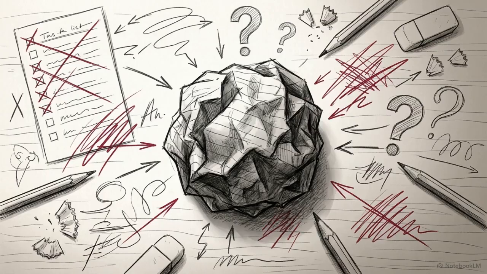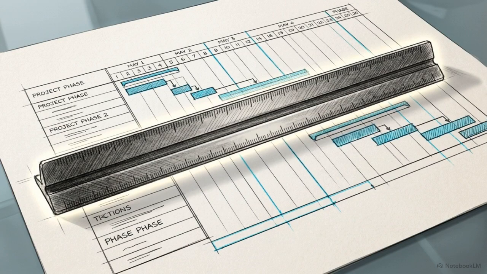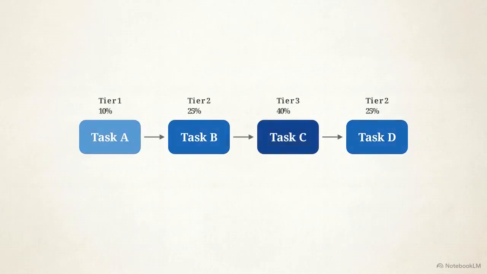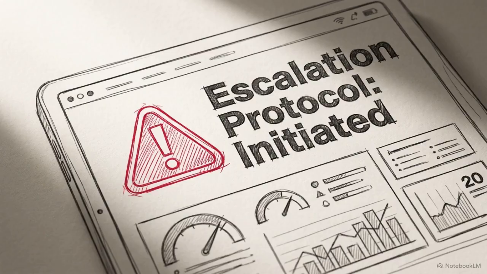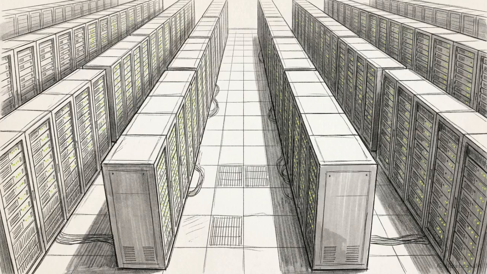You started with a fragile task list built on best guesses. You now have a mathematically resilient timeline. Your tasks have defined risk tiers, your critical chain is protected by consolidated buffers, and you have clear escalation rules in place. The data proves the value of this architecture.